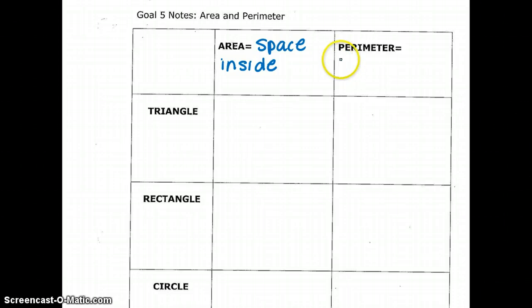When we talk about perimeter, then we're talking about the distance around. This would be like if you put a border on your wall or a fence on your yard.